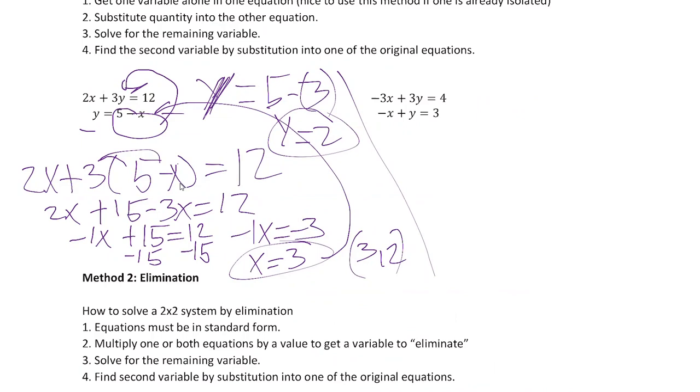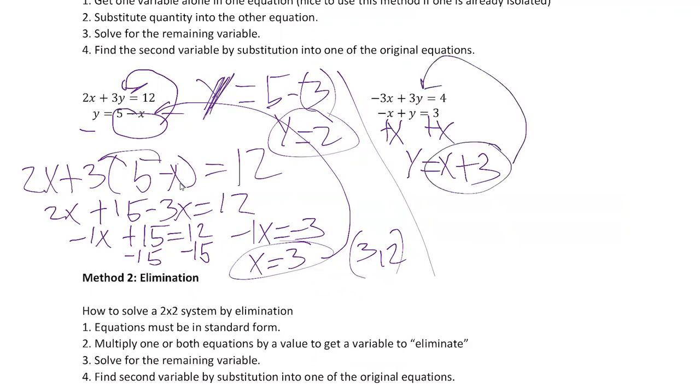This first example is a good problem where substitution would be a good method because you already had y equals. But if you really like substitution and it's not in that form, for example, the second problem, you could solve one of your equations. The bottom one's pretty easy to solve. You could just add the x over. So you'd really have y equals x plus 3. So we can substitute this in for our y.